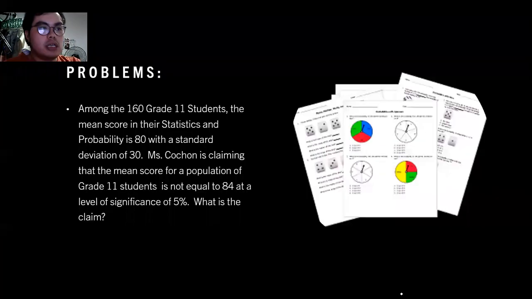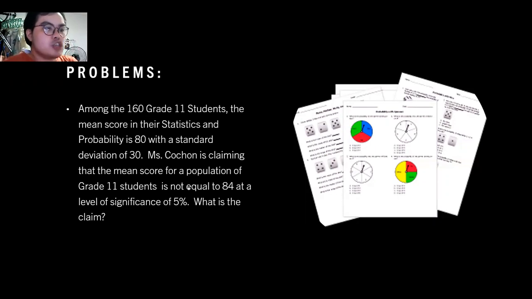Okay, so here are the problems. So first, among the 160 grade 11 students, the mean score in their statistics and probability is 80 with a standard deviation of 30. So this means that the standard deviation is associated with the population or the sample size of 160. So this standard deviation is associated with 160. That's why we use this Z-test. Kasi yung 160 na yon, it is greater than 30.